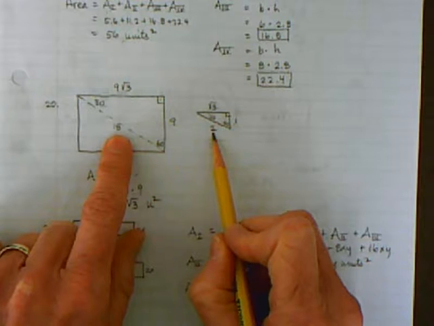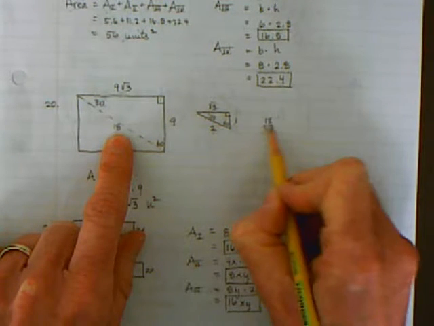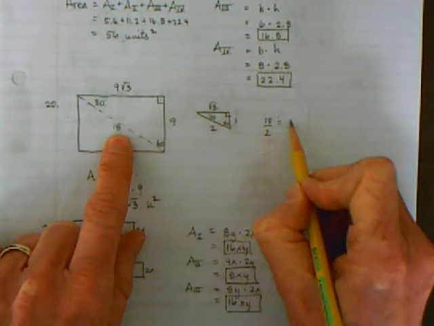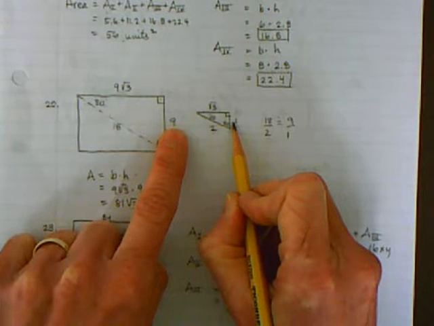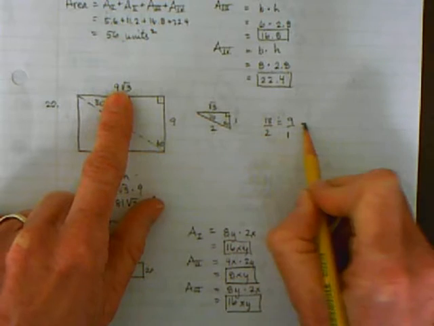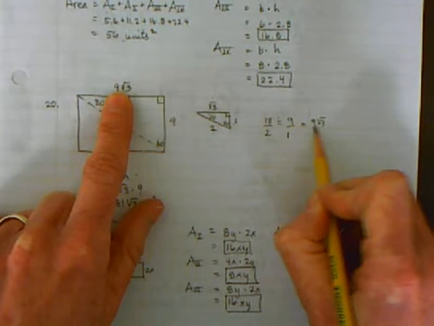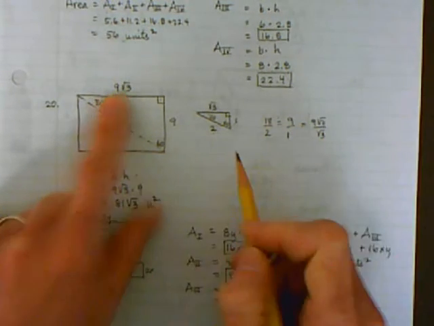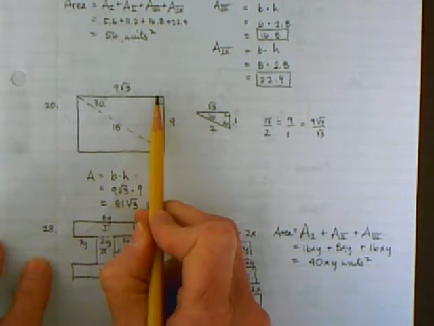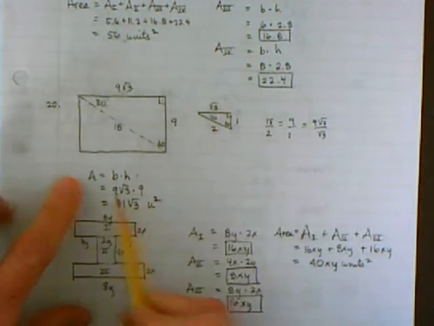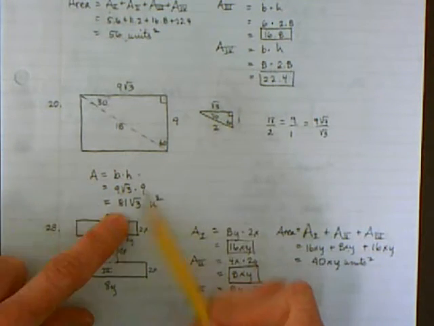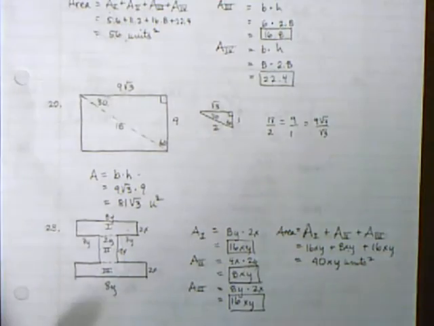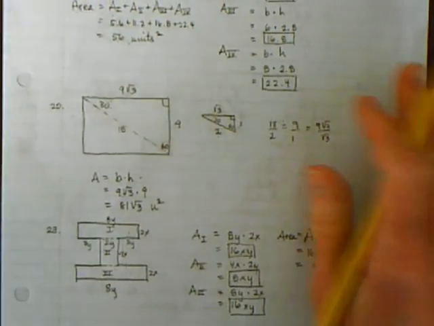18 to 2 equals 9 to 1. I can see that. It's the same scale factor, equals 9 radical 3 to radical 3. So I can see that this side length here is 9 radical 3, this side length here is 9. Once I have those, I know that the area is base times height, 9 radical 3, that's my base, times my height of 9, equals 81 radical 3 units squared. Good for me for remembering the units squared.